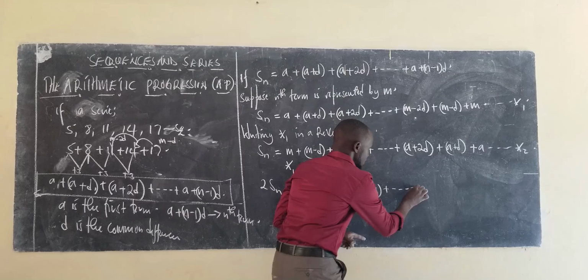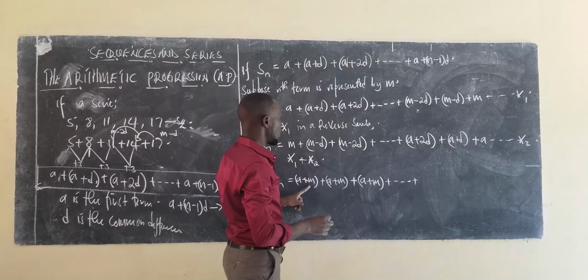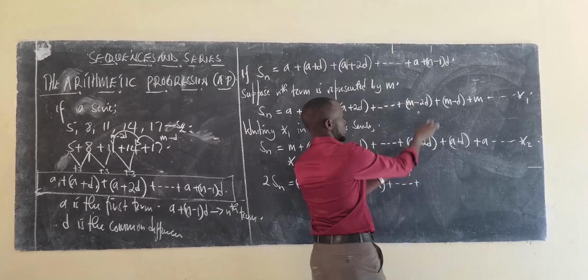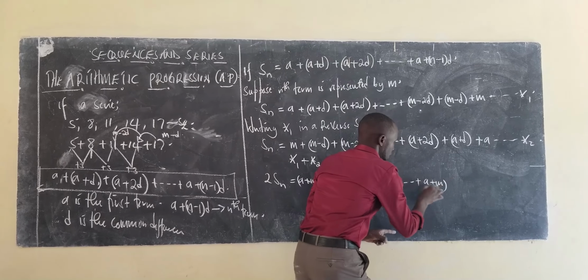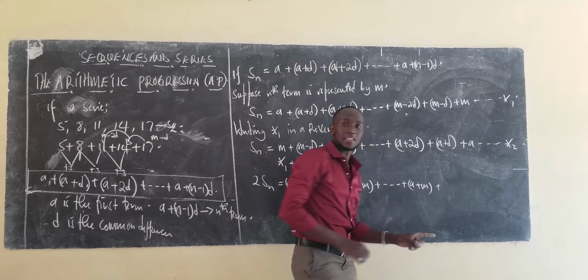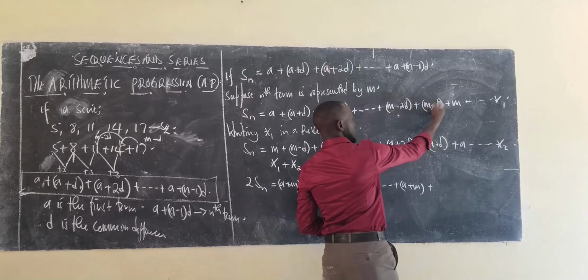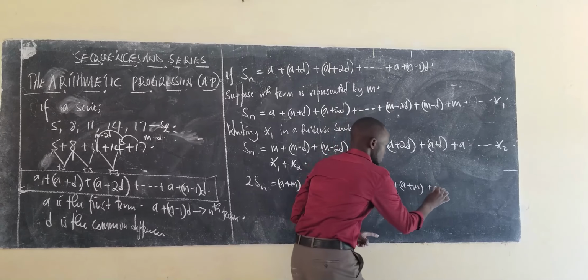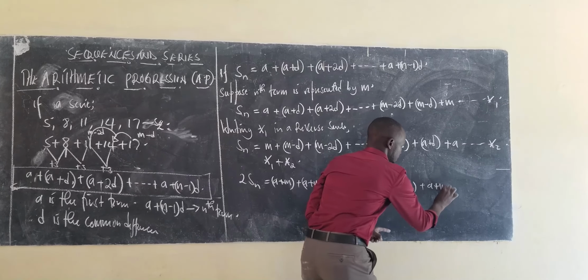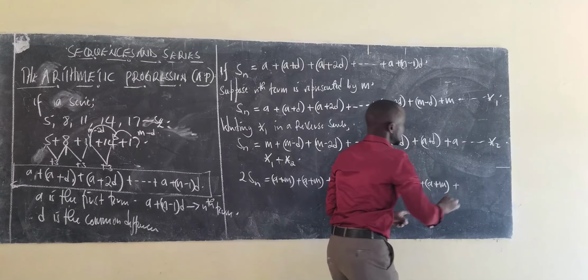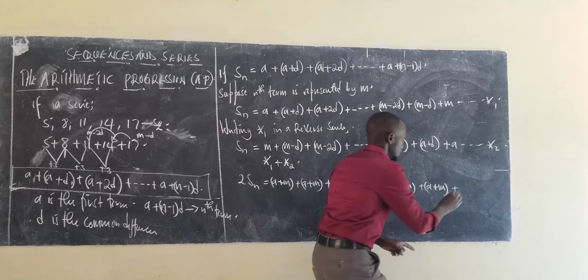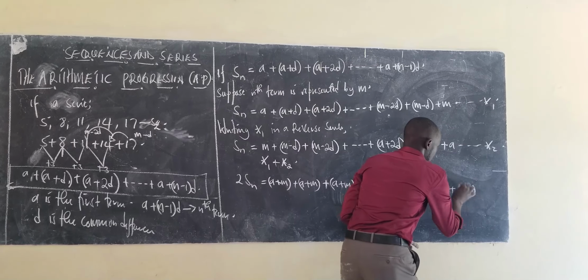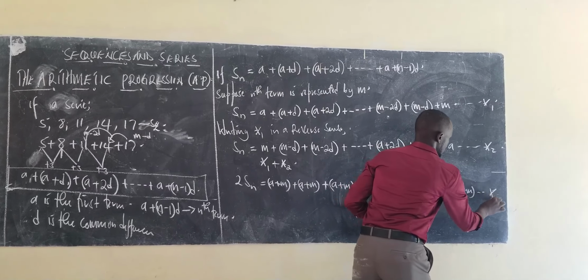So plus, finally, get this to this. The 2d will cancel with the 2d. So we shall have a plus m plus. The same applies to this. The d will cancel with the d, remain with a plus m. And lastly, we still also have a plus m or m plus a plus m. Call this one equation 3.